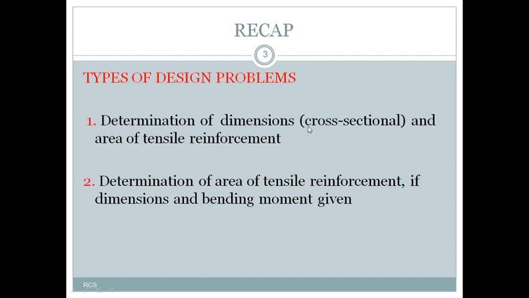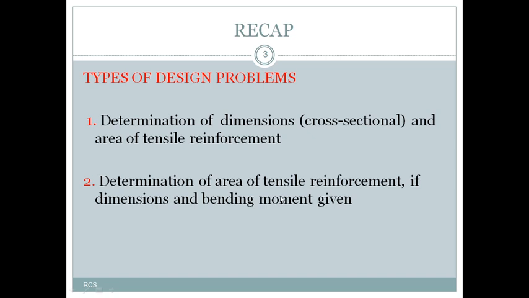The limiting moment of resistance can be calculated using the formulas available in the code corresponding to the grade of concrete and grade of steel. For Fe415, that is 0.138 fck b d square. Equate these two, and from that we can calculate the value of d, which is the required depth for the given factored bending moment.